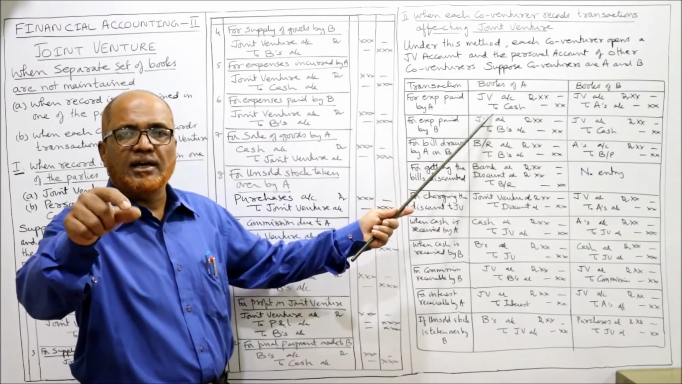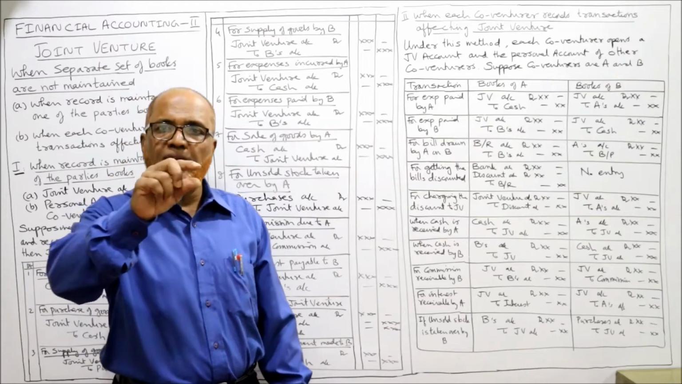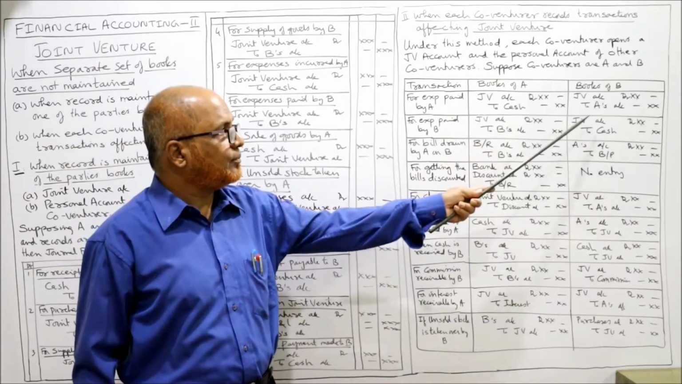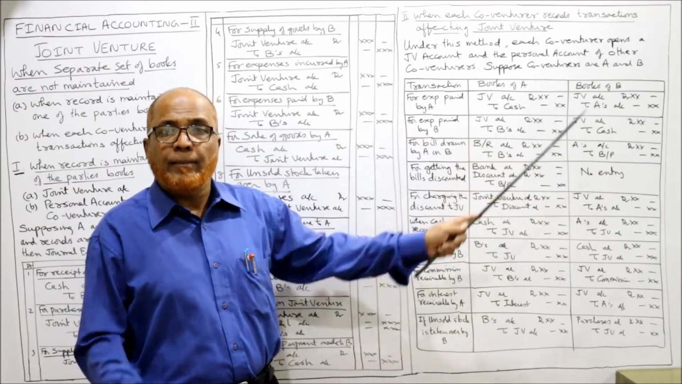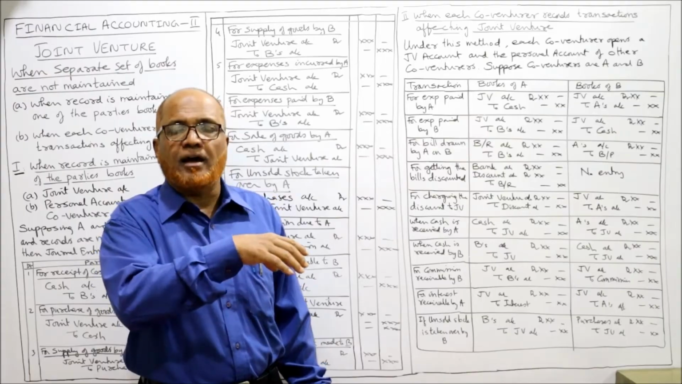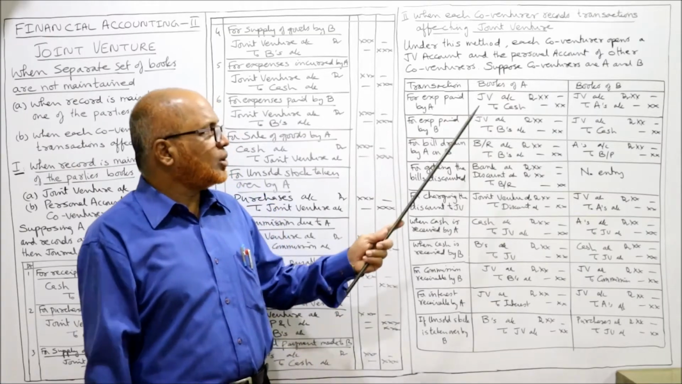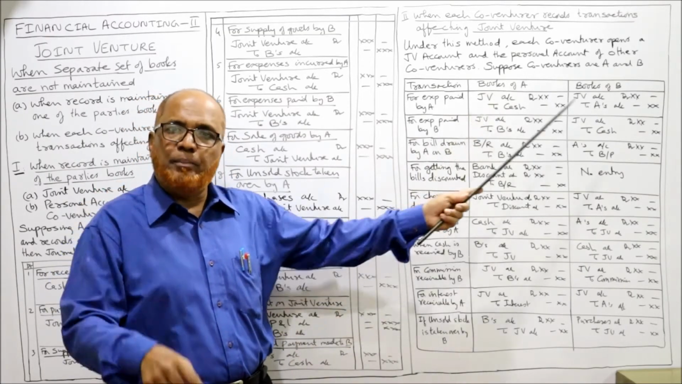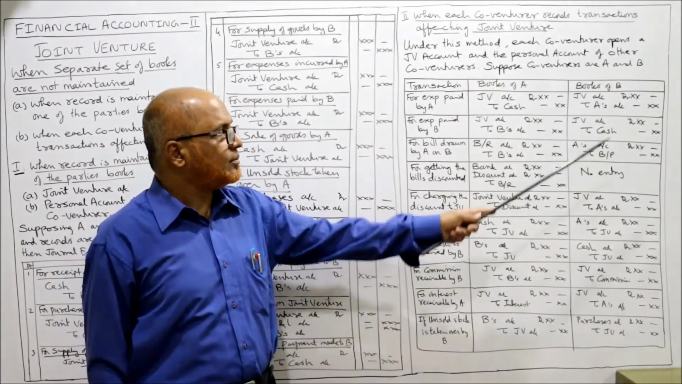सेम ट्रांजैक्शन के लिए व्हाट वुड बी द एंट्री इन द बुक्स ऑफ बी? बी क्या करेगा? जॉइंट वेंचर अकाउंट डेटा टू एज अकाउंट. ही इज नॉट पेइंग. बी पे नहीं कर रहा, ए पे कर रहा. जो पे कर रहा उन्हें कैश को क्रेडिट करेगा, जॉइंट वेंचर अकाउंट डेटा टू कैश. सेम ट्रांजैक्शन के लिए बी क्या एंट्री पास करेगा? जॉइंट वेंचर अकाउंट डेटा टू एज अकाउंट.